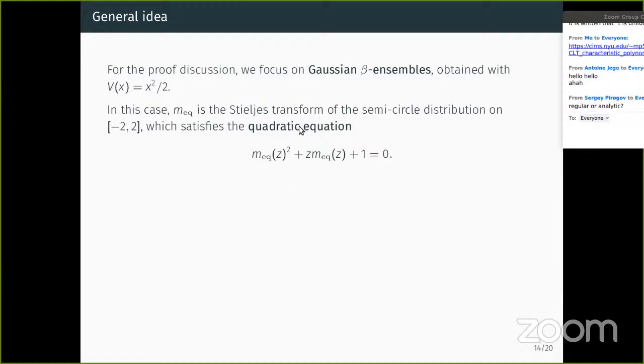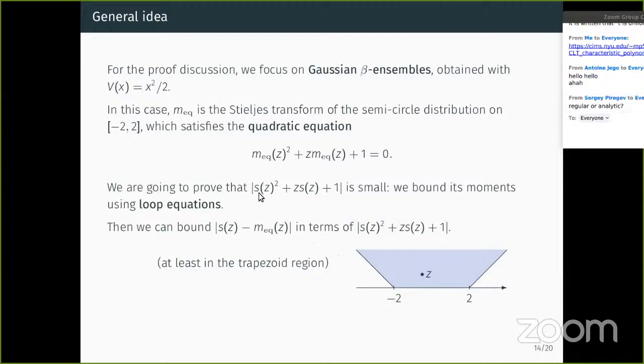So what's the idea? For Gaussian beta ensembles, the Stieltjes transform of the semicircle distribution, which is the equilibrium measure, satisfies a quadratic equation, which is the following: m squared plus zm plus 1 is equal to 0. And so the idea is to prove that S of z, which is the Stieltjes transform of the empirical measure, satisfies approximately the same equation. So S squared plus zS plus 1 is small in absolute value.